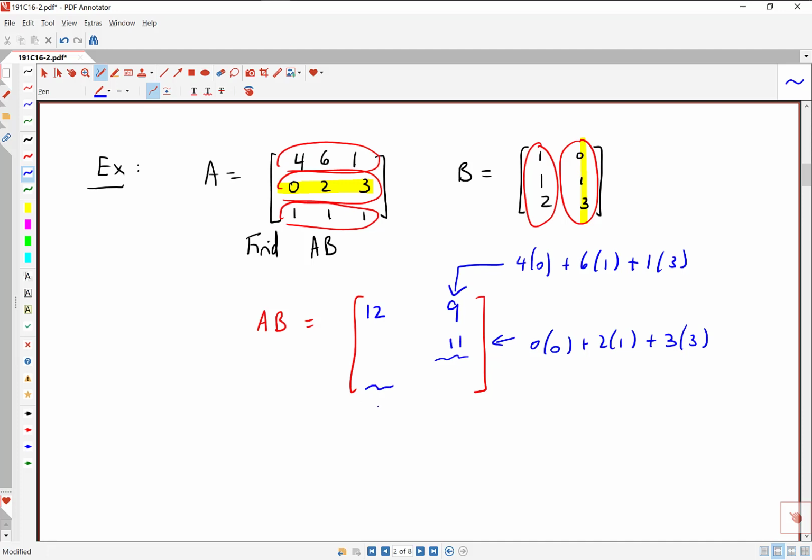If we wanted this position here, for example, we'd say that's row 3 and column 1. And we'd go 1 times 1 plus 1 times 1 plus 1 times 2. So that would give us 4.